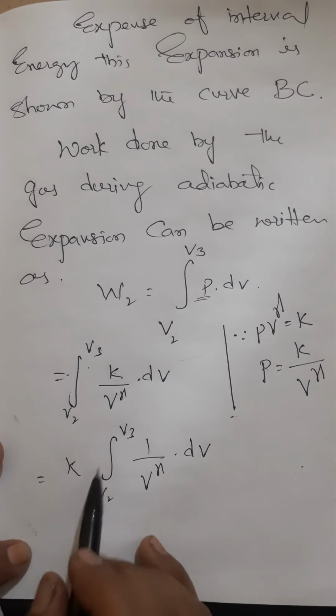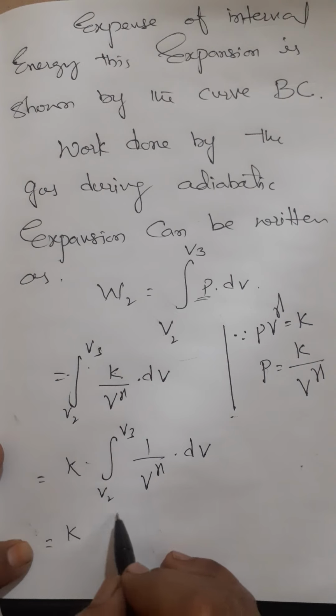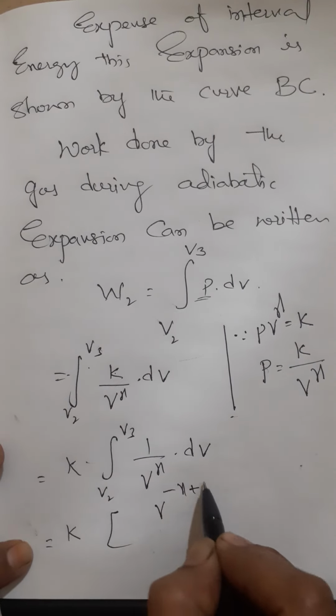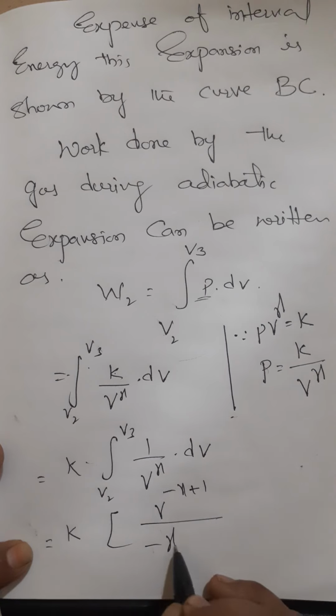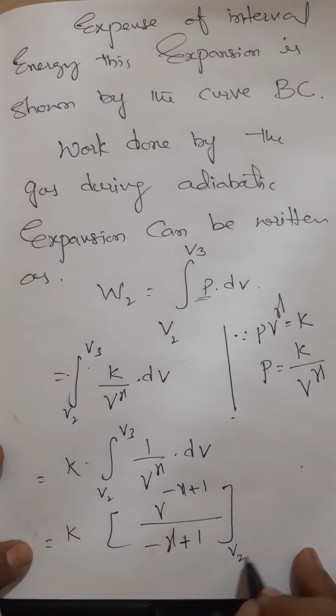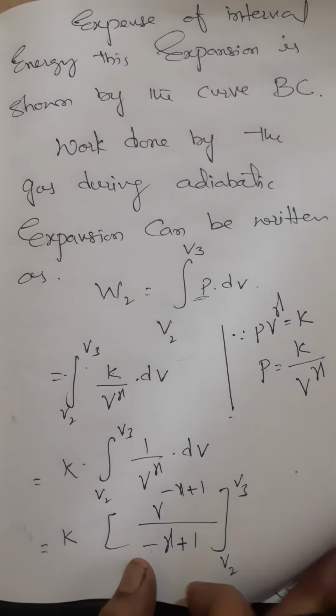Now if you integrate this equation and substitute the limits, we will get V to the power of minus gamma plus 1 divided by minus gamma plus 1, with limits V2 to V3. In the next step we will substitute the values of this one.